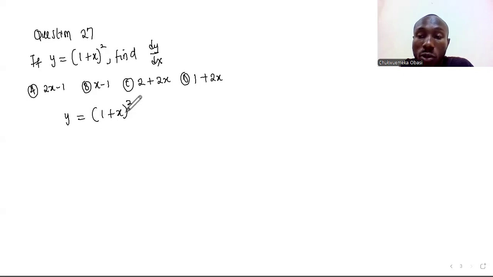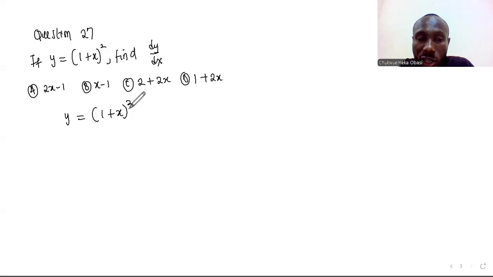Now, I know a lot of you would want to expand (1 plus x) all squared and then go further to differentiate. Yes, I'm going to solve it that way. But I want you to also know how to solve this problem the very best way you should know, and that is applying chain rule. Whenever you have an expression in powers like this, you are applying chain rule.